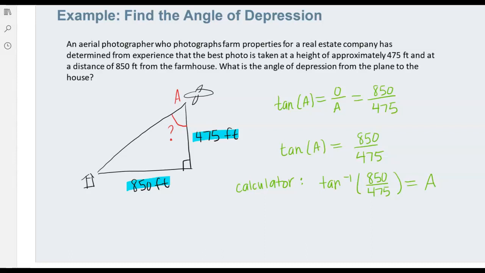So let's enter that into the calculator. And I'm getting that angle A is approximately 60.8 degrees. The next set of examples will be application problems.